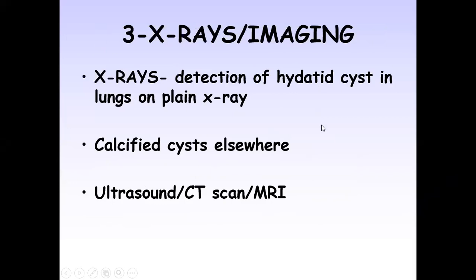X-rays are the main diagnostic tool in case of echinococcus. They are going to detect the hydatid cyst in the lungs. You can see them on plain X-ray. If these cysts are present in the body for a prolonged time period, they can become calcified. And once they are calcified, they can also be picked up by the plain X-ray. Then ultrasound, CT scan, MRI, all of them are helpful tools for the imaging of the hydatid cyst.